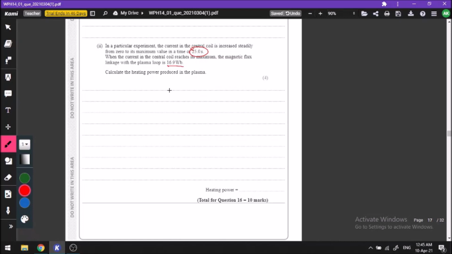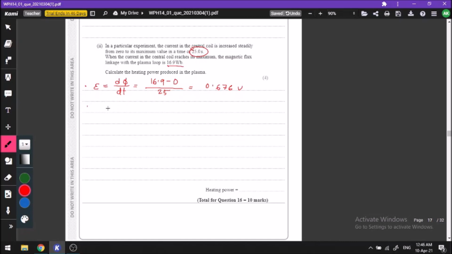Okay. First of all, let us find out the EMF induced. EMF is the rate of change of magnetic flux linkage. So how much is the magnetic flux changing? Well, the final magnetic flux is 16.9 and the initial magnetic flux was 0 since the current was 0. How much time has been taken for this process? 25 seconds. So the induced EMF is 0.676 volt. Okay, this much is our induced EMF.